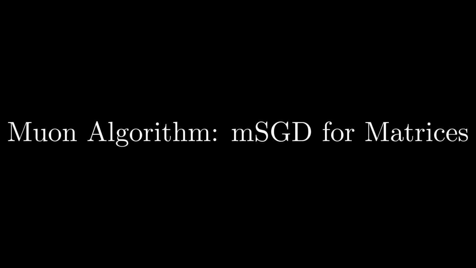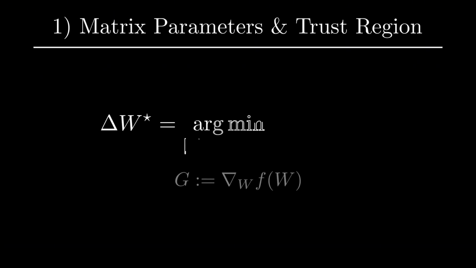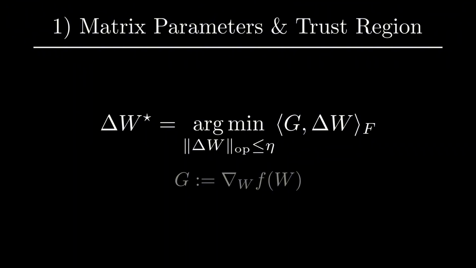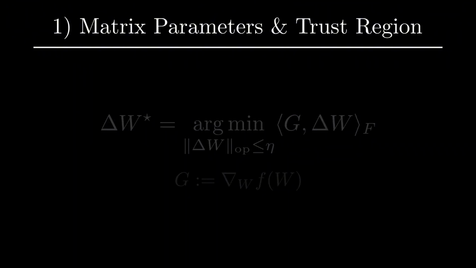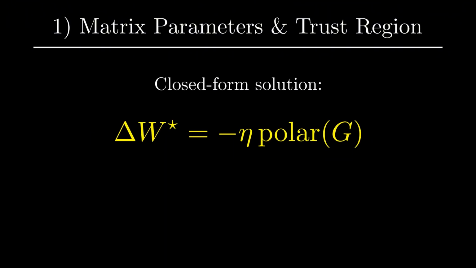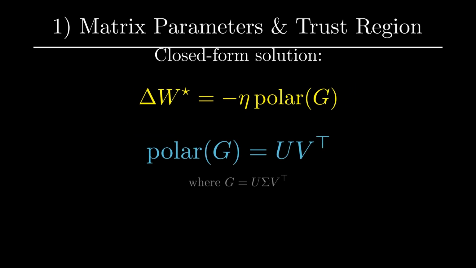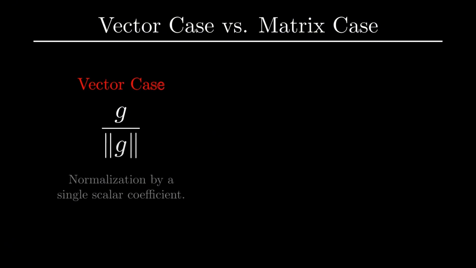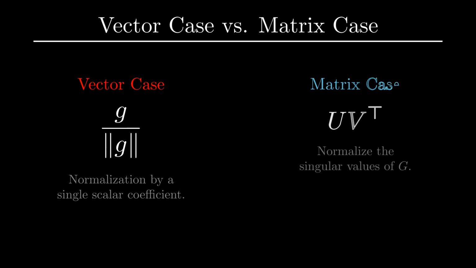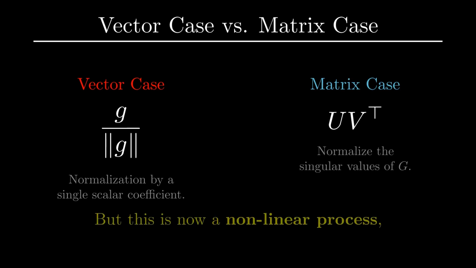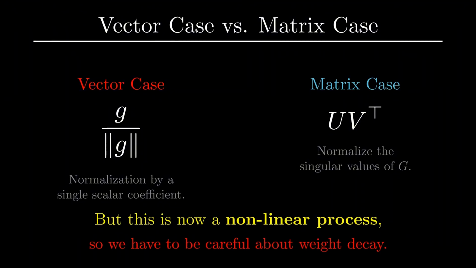What changes for matrix parameters? Remember, for the matrix case, if we take the linearized subproblem and impose a trust region defined by a spectral norm ball, then the solution is given by the polar factor of our gradient. In contrast to the vector case, instead of normalization by a single scalar coefficient, we need to normalize the singular values of our gradient matrix. But this is now a nonlinear process, so we have to be careful about weight decay, unlike in the vector case.